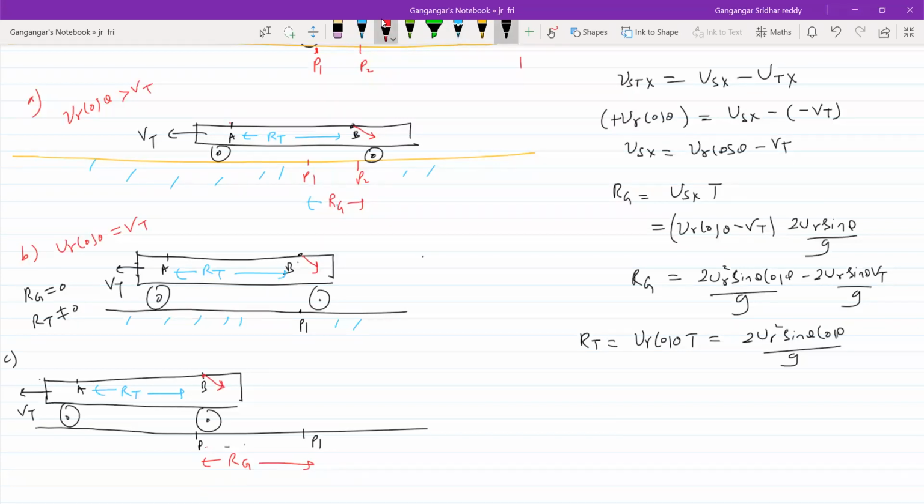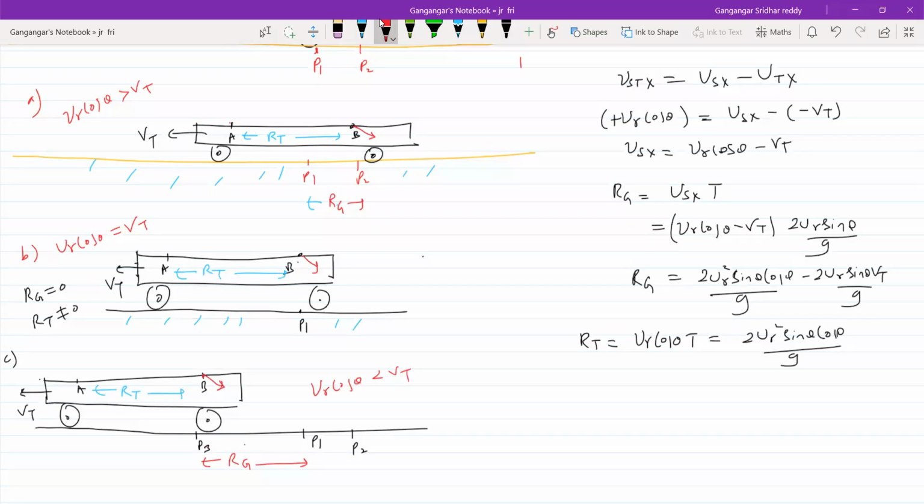Let this be P3. This is P2, no? Okay, fine. So you see, all the information I'm just dumping in the diagrams rather than mathematical equations. When will this happen? When u cos theta is less than Vt.